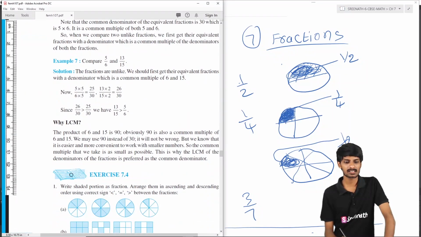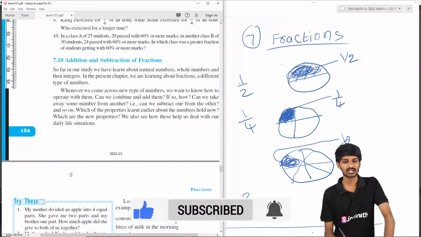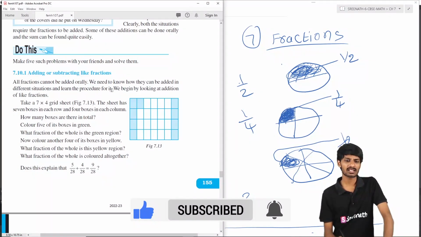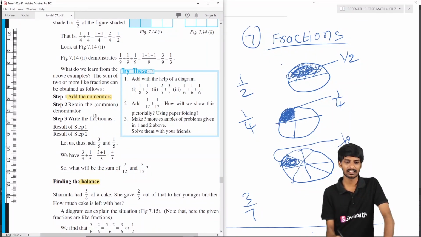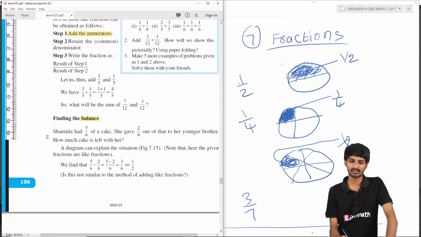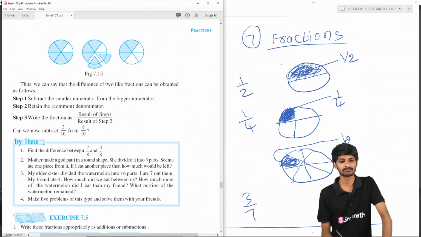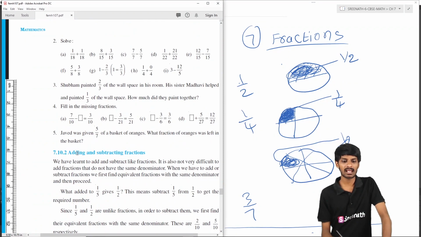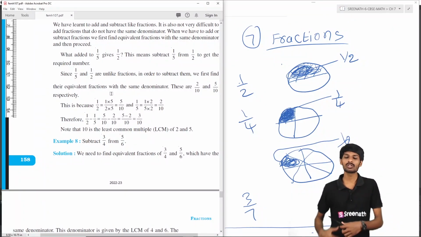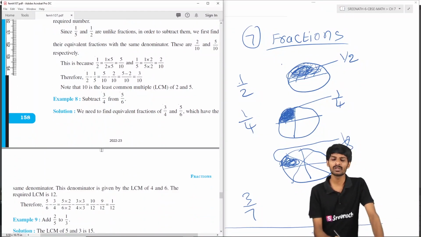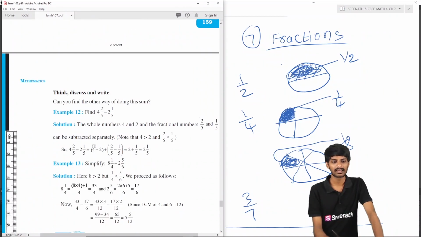So next thing is about addition. How to add? If there are like fractions, students, the procedure you have to follow is to add the numerators, that's it, and keep the denominator the same. Subtraction is also the same. Subtract the numerators, keep the denominator the same. And if they are unlike fractions, what do you have to do? You have to make them into like fractions, then only can you add or subtract them. How to make unlike fractions into like fractions, we have already discussed, students.